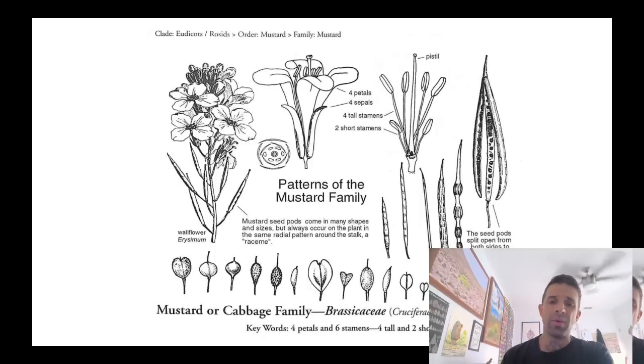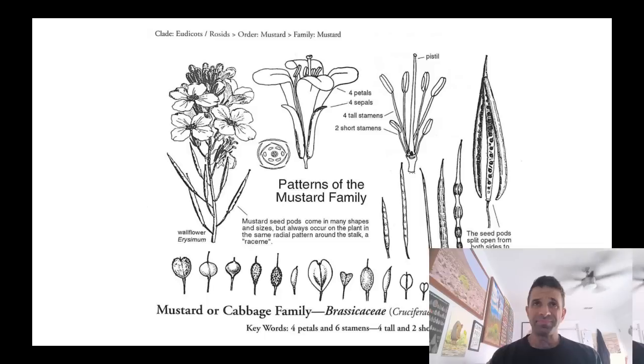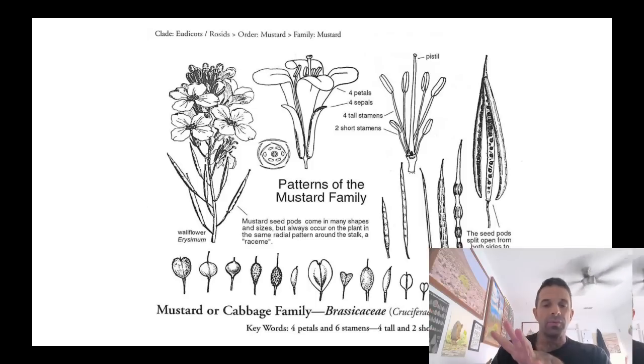Patterns of the mustard family went into this. Those traits that define what family a plant is in are called synapomorphies. That's a key word. You've got to remember that. Synapomorphies: shared traits that are a result of shared ancestry, of being evolutionarily related. Okay? That's a key word. That's how we group plants into families.